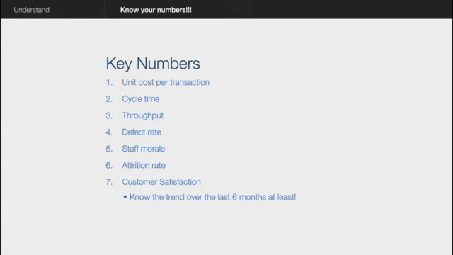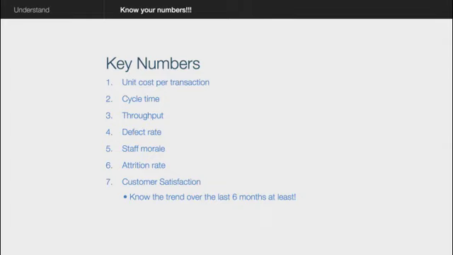The first bit we need to do is understand the numbers. We should try and gather as much information as we can before we go into a process mapping exercise. Now, that does not mean we have to spend months trying to gather this information. Keep it simple, keep it light, and if you don't have it, we can always start baselining it for the future.